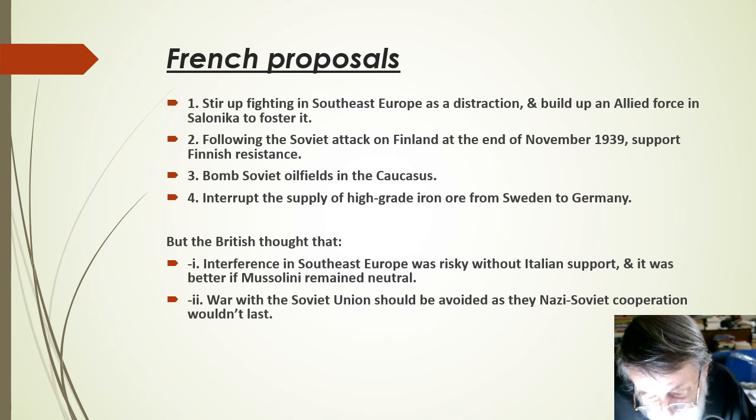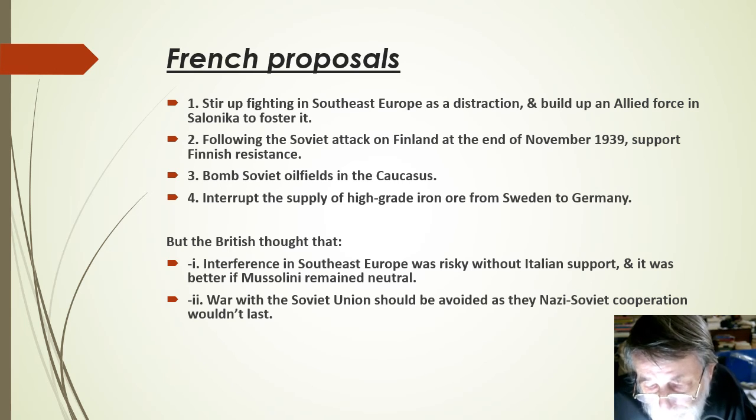The French political and military leaders made four proposals to Britain. One, stir up fighting in Southeast Europe as a distraction to the Germans and build up an allied force in Salonika in Greece to foster it. I should note that there was a French-led army in Salonika during much of World War One. Two, following the Soviet attack on Finland at the end of November 1939, with German acquiescence in accordance with the Nazi-Soviet pact, the Allies should support Finnish resistance.